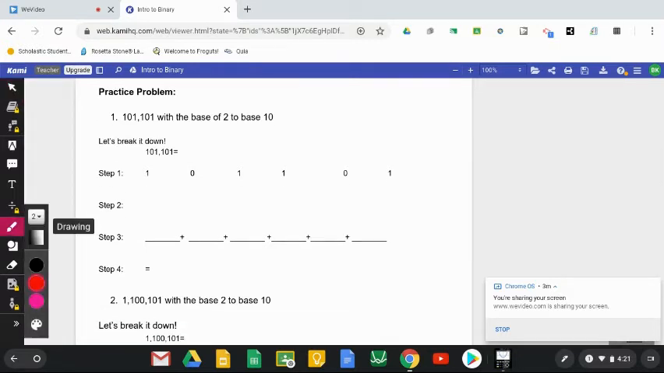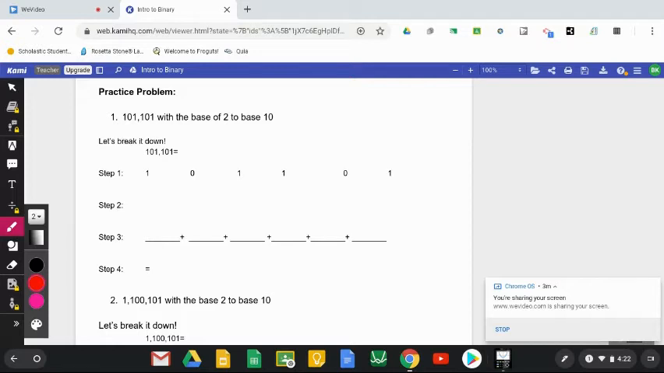So first step, I've got 4 steps for you. We're going to break it down. So you see this big number. Basically, all we're going to do in step 1 is pull it apart. So I'm going to stretch it out so there's room to write in between them. So I've got 1, 0, 1, 1, 0, 1. Okay? That's step 1. Step 2, I always start from the right.